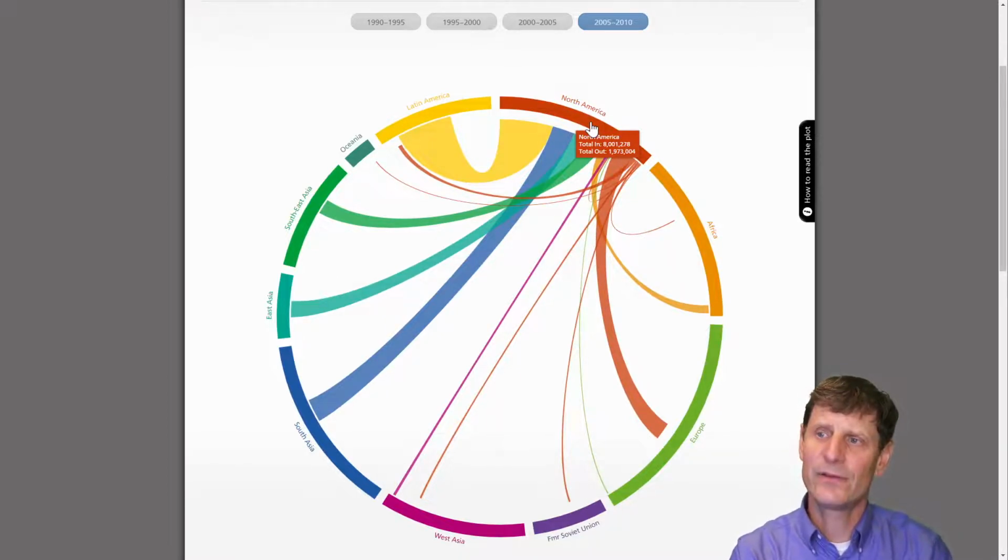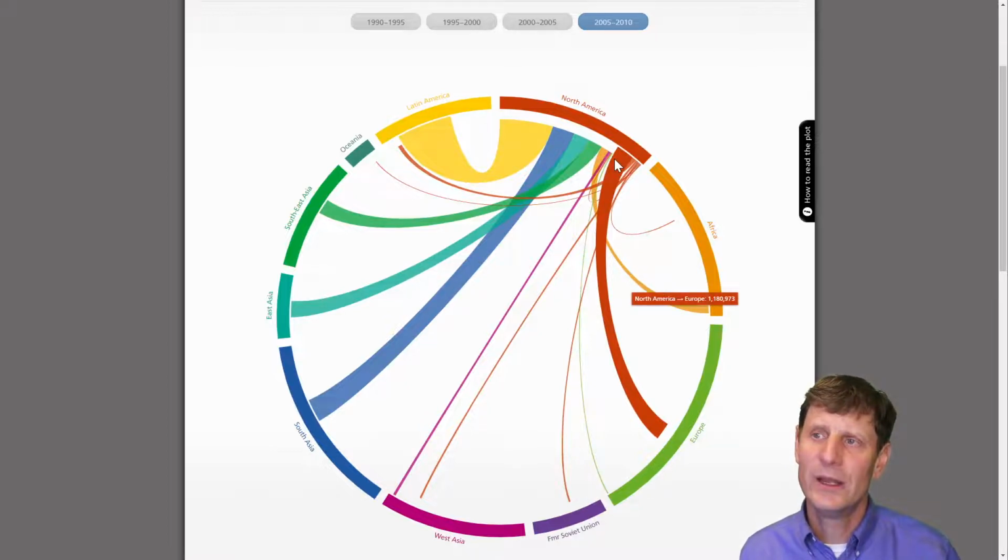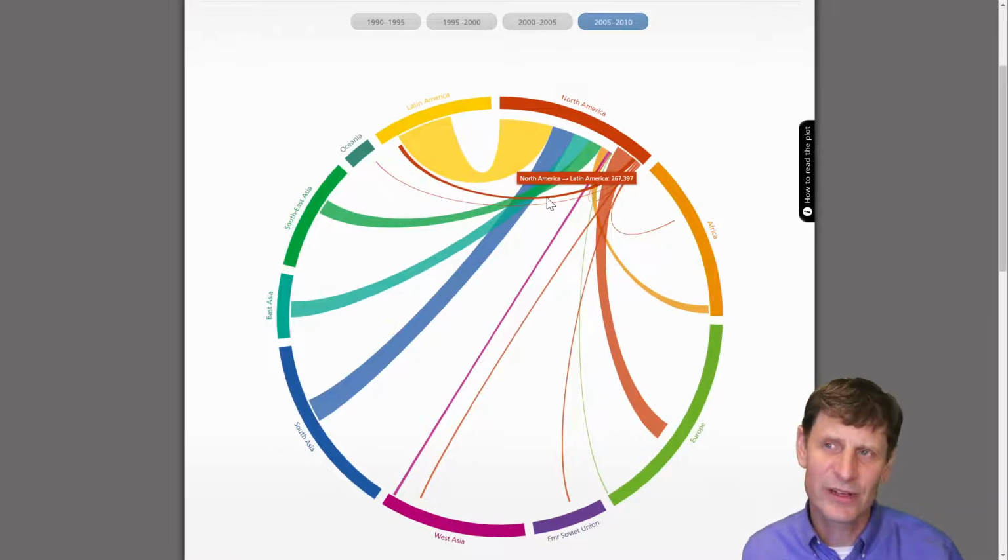And so those outflows are shown here. The major outflow is this one right here from North America to Europe, 1.1 million. And then the other outflows are really quite small. So North America to Latin America, 267,000.